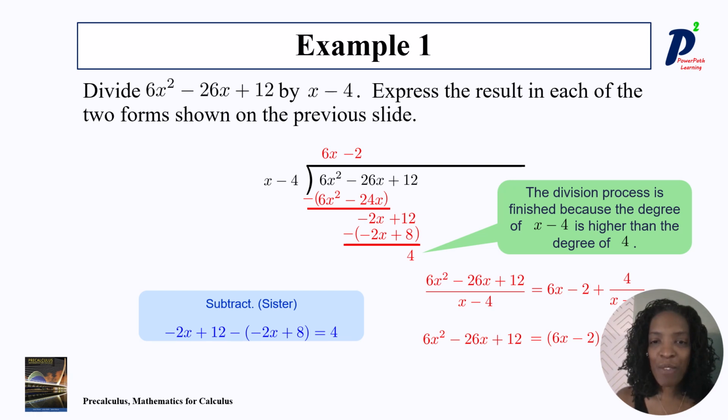We should also write it in the other form, which is our quotient, 6x minus 2, times our divisor, x minus 4, plus our remainder, 4.